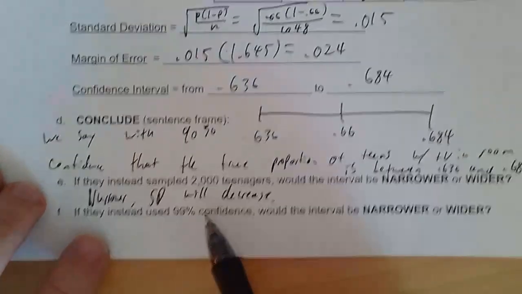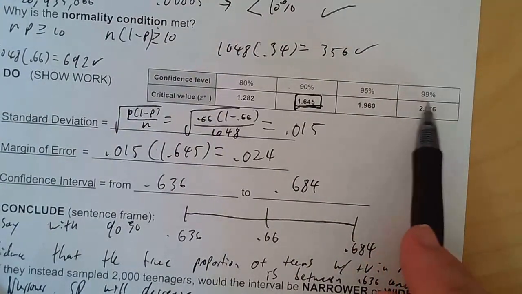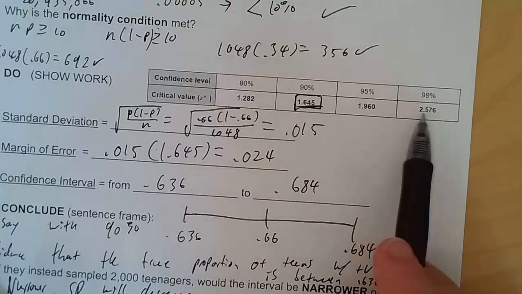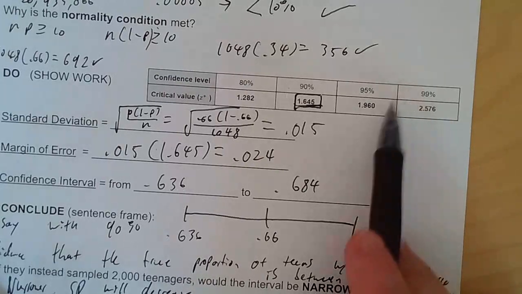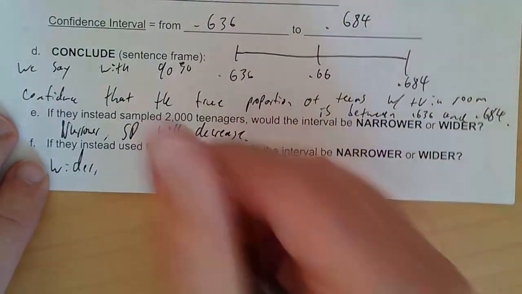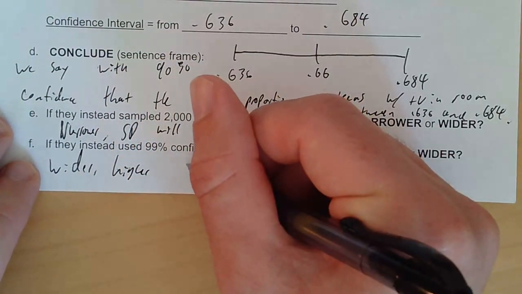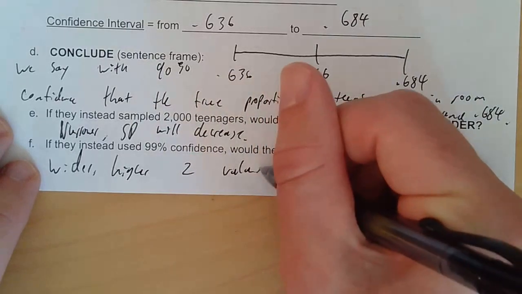And then if it was 99% confidence instead of the 90%, what's going to happen? Well, look, the more confident you are, the wider it has to be. So if you have 99% confidence, it's going to be wider because it's a higher z value. Okay, that is confidence intervals. Let's move on to test statistics.